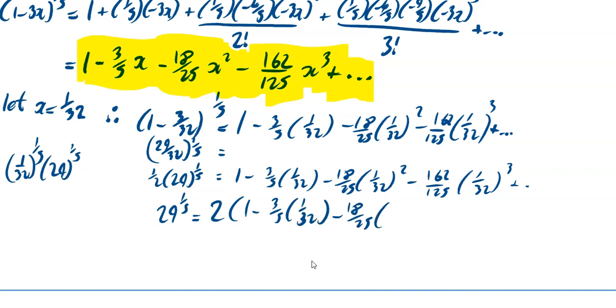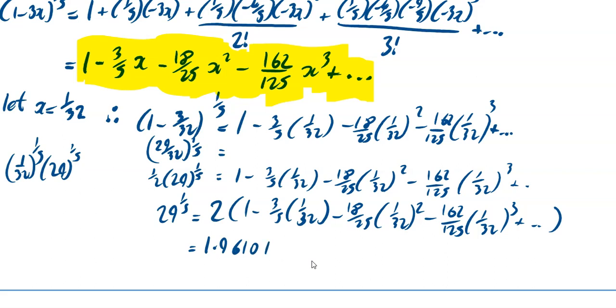That's 18 over 25 times 1 over 32 squared, minus 162 over 125 times 1 over 32 cubed, and so on. And when you do that out, you will get 1.96101, and that was to 5 decimal places.